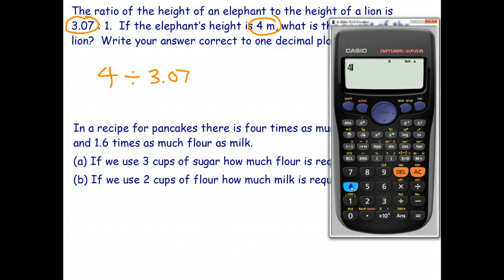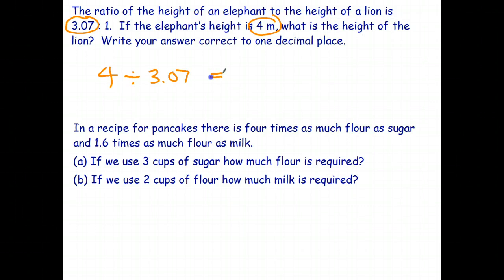So 4 divided by 3.07, and to one decimal place, it is 1.3. So equals 1.3 meters. And that's pretty much all there is to scale factor questions. You basically start with the original number, and then you're going to either multiply or divide to get your answer. And which of those you do depends upon whether you want the answer to be bigger than the original number or smaller. Okay, have a go at the second question. So stop the video and then check your answer once you're finished.